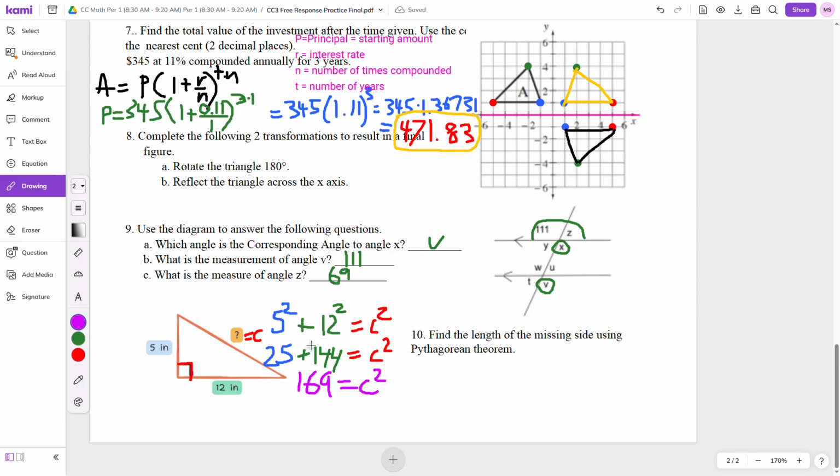And now, in order to undo the square, you have to square root. And if you square root both sides, you square root this side, you square root this side. What's the square root of 169? That's 13. So 13 equals C. And so the answer is 13.